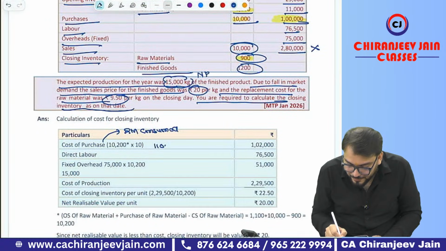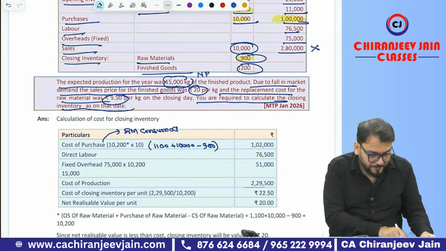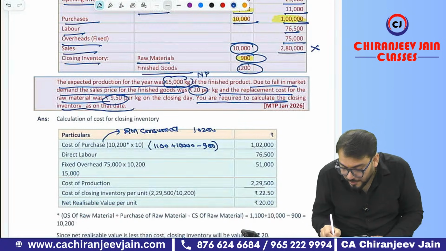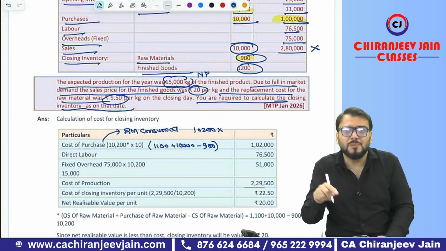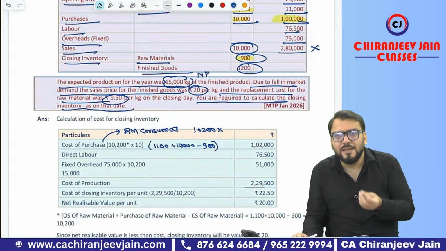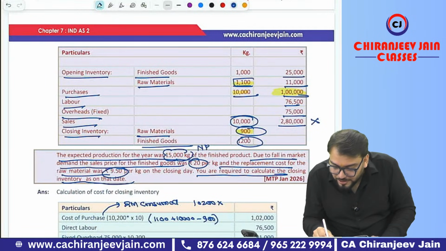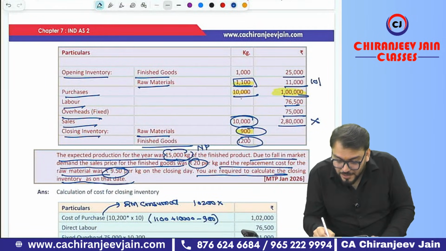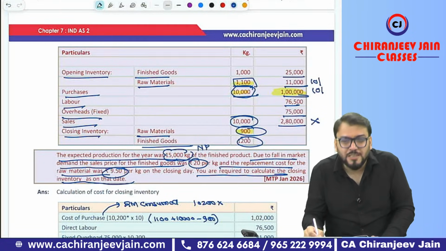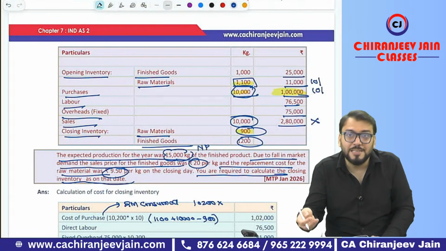That is 1100 plus 10,000 minus 900. This will come how much? Check karo. 1100 plus 10,000 minus 900 is 10,200. Multiply by cost price per unit. Cost price per unit can be calculated either by FIFO method or weighted average price method. Whenever the question is silent, I will always say use first in first out method. In this case, the opening stock was rupees 10 per unit, and the purchase was also rupees 10 per unit. So under FIFO method or weighted average price method, whatever you use, the cost price per unit will be 10. But be careful.